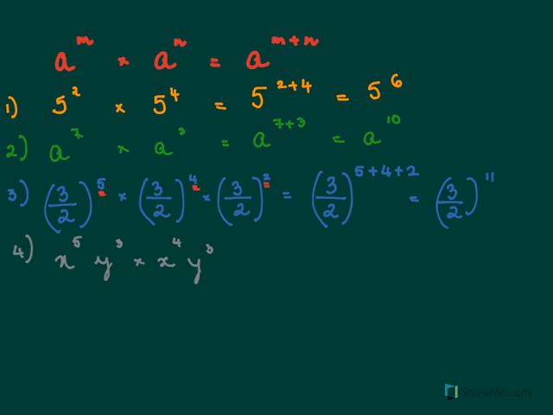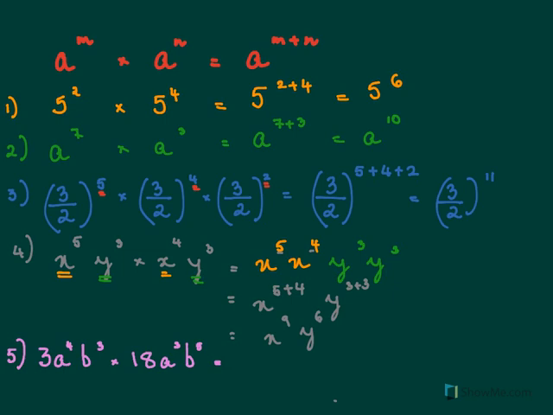Now here we have x raised to 5 into y raised to 3 into x raised to 4 and y raised to 3. So here we have the x terms which we'll put together, x raised to 5 and x raised to 4, and then we have the y terms which we put together, y raised to 3, y raised to 3. So it will be x raised to 5 plus 4 and y raised to 3 plus 3. So this will be x raised to 9, y raised to 6.